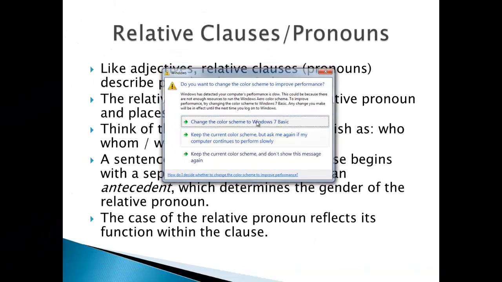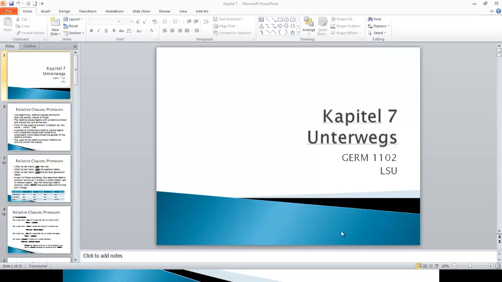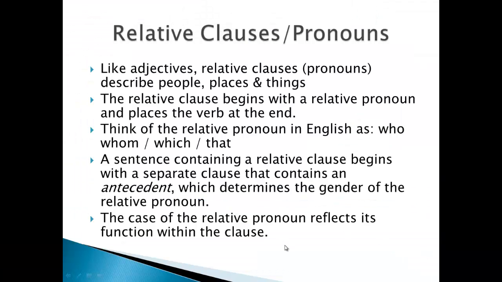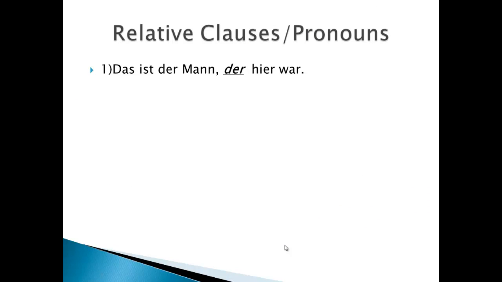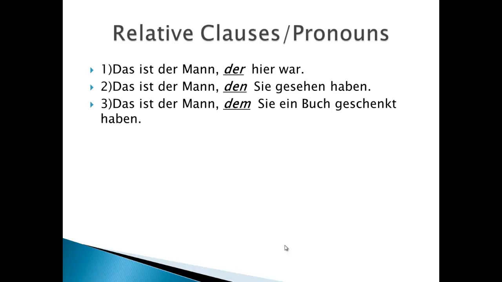For example, we have 3 examples here, right? Das ist der Mann, der hier war. Das ist der Mann, den Sie gesehen haben. And Nummer 3, das ist der Mann, dem Sie ein Buch geschenkt haben. Okay, so we have 3 examples. Notice the antecedent is going to be der Mann from each of those.